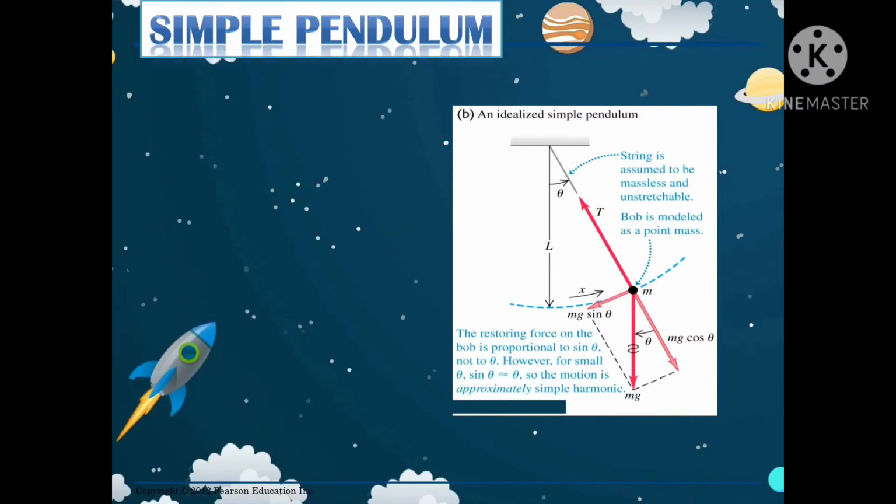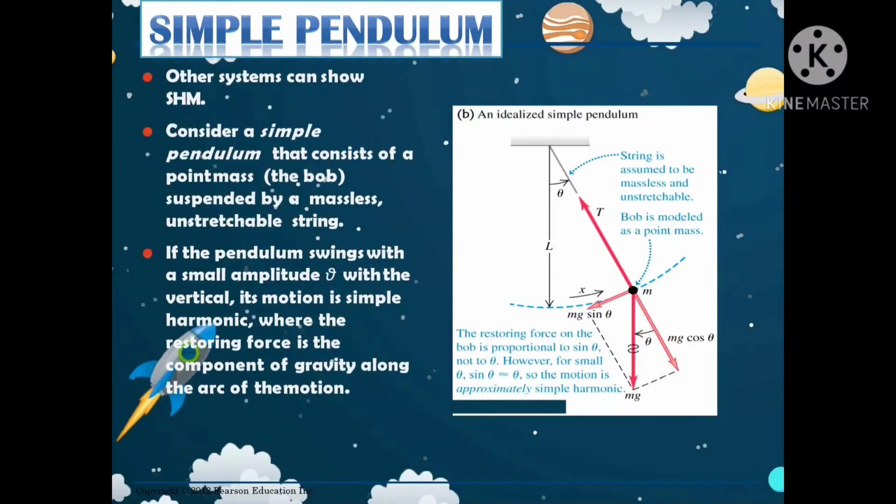Now we are going to talk about the simple pendulum. Other systems can show SHM. Consider a simple pendulum that consists of a point mass suspended by a massless, unstretchable string. If the pendulum swings with a small amplitude theta with the vertical, its motion is simple harmonic, where the restoring force is the component of gravity along the arc of the motion.